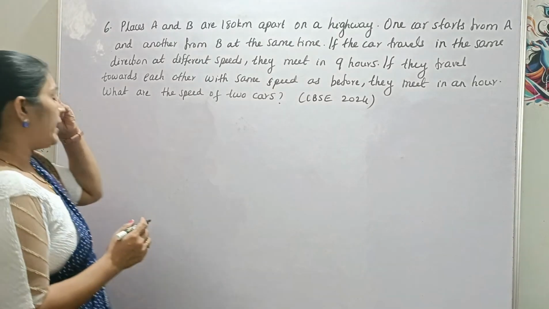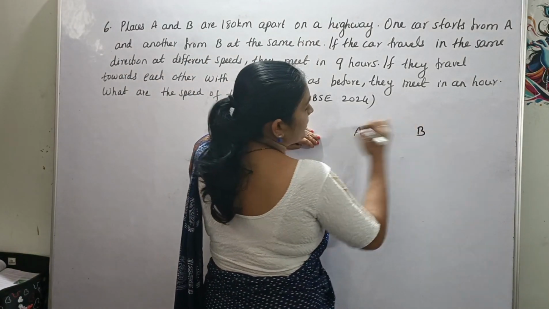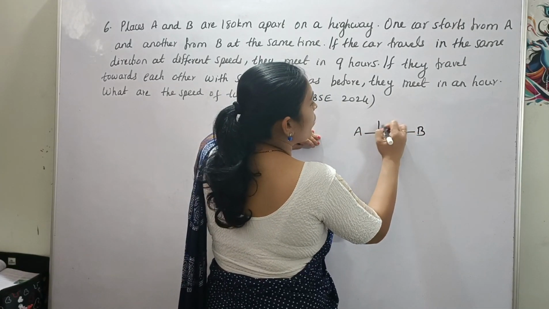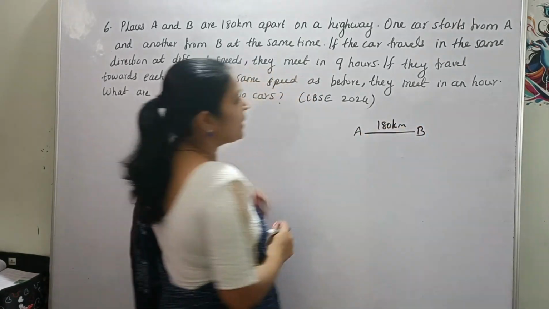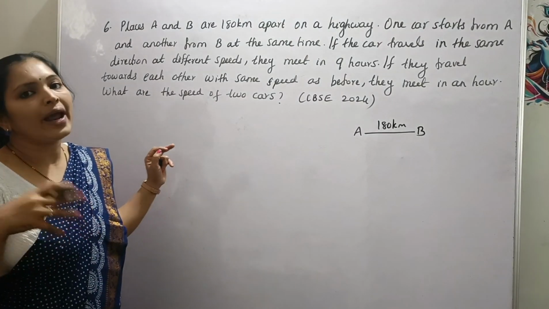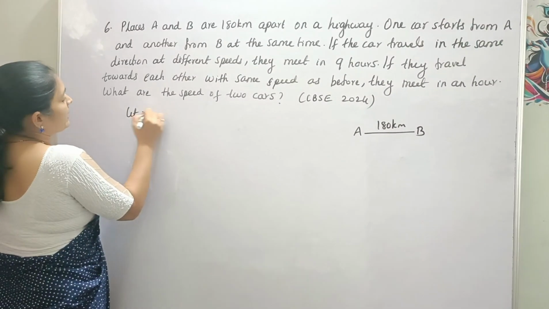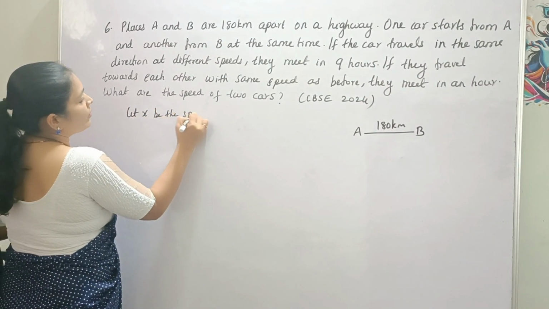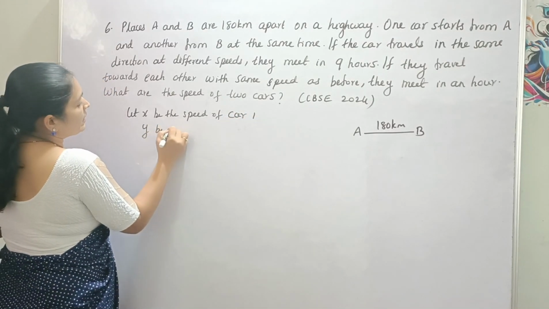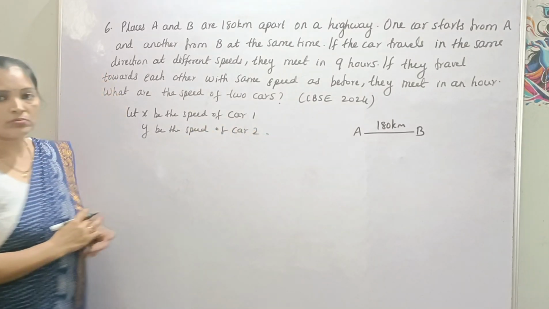See here, it is given that, suppose this is place A and this is place B, and the distance from A to B is 180 kilometers. Here we have to find the speed of the two cars, car 1 and car 2. So let X be the speed of car 1 and Y be the speed of car 2.